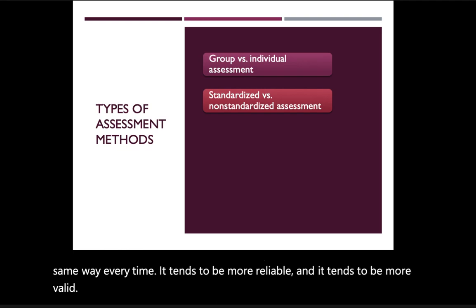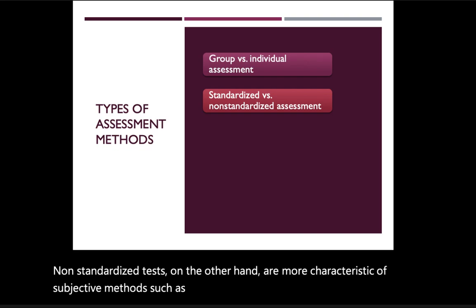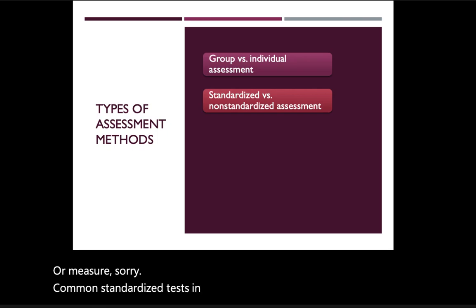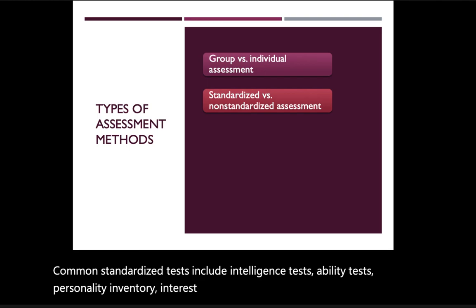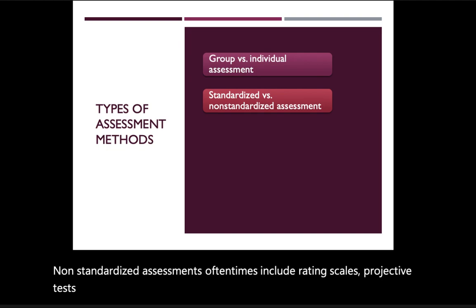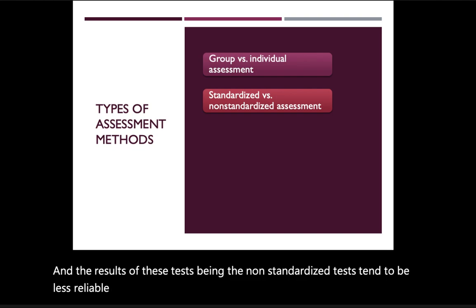Non standardized tests, on the other hand, are more characteristic of subjective methods, such as rating scales or biographical measures. Common standardized tests include intelligence tests, ability tests, personality inventories, interest inventories, and value inventories. Non standardized assessments often include rating scales, projective tests, behavioral observation, and even biographical measures. And the results of these tests, being the non standardized tests, tend to be less reliable and valid.